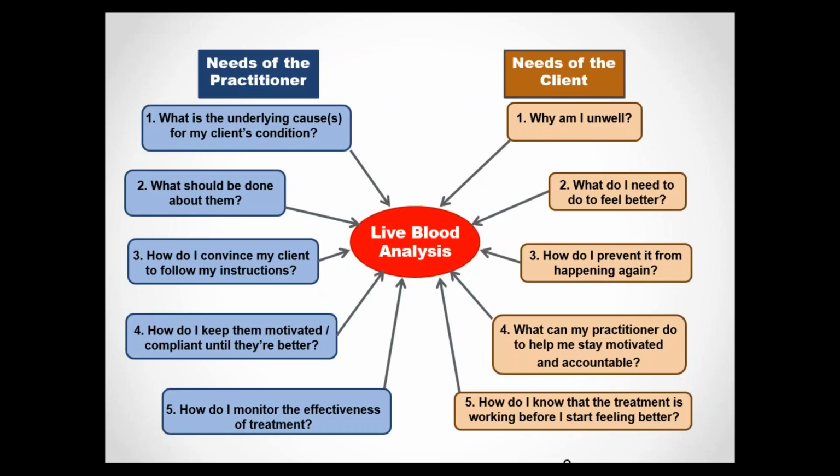So it just makes your job as a practitioner so much easier because it identifies the most important imbalances and then allows you to check if the treatment is actually working.